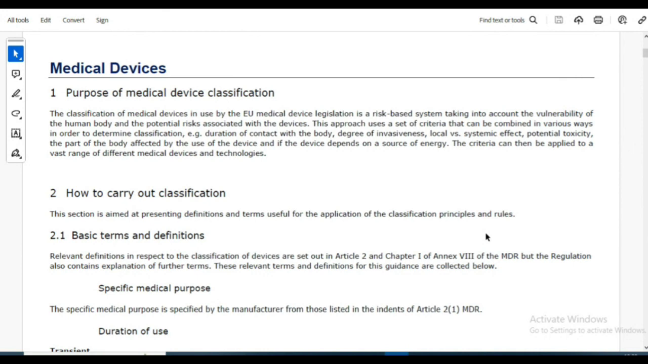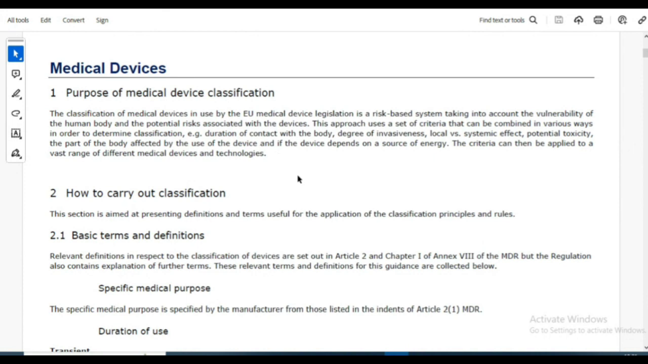Actually, it basically depends on risk. Based on how can you classify the risk associated with the device? Classification is only to denote the risk associated with the device, and to do the classification we have certain criteria. We have selected certain criteria, and those criteria are given in the legislation or regulation. What are the criteria? Duration of contact.